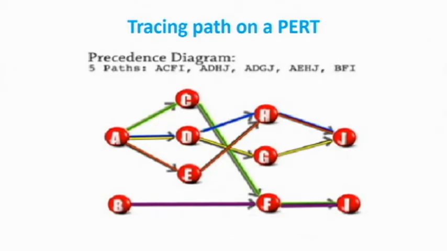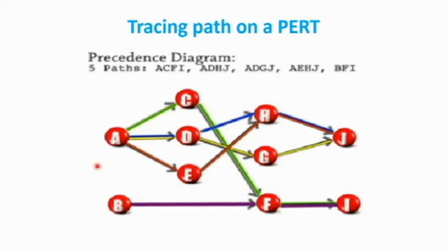Tracing paths on the PERT chart. Remember, we have talked of the critical path, and the critical path is also defined as the longest path in the PERT chart. For us to be able to trace the path, we begin from the start, follow the arrows and the letters until the end of the task.